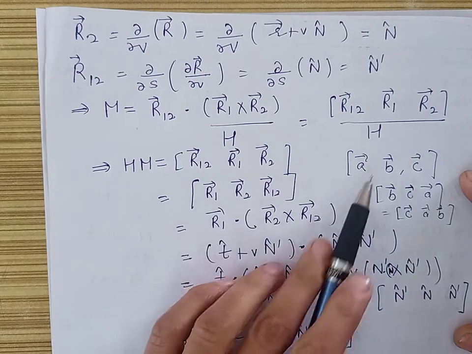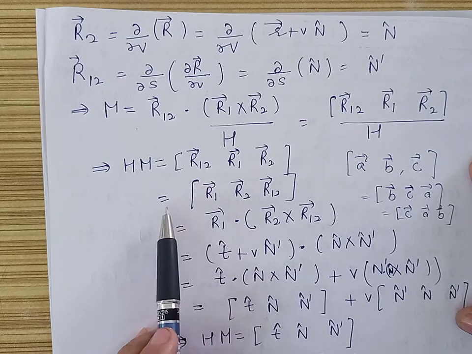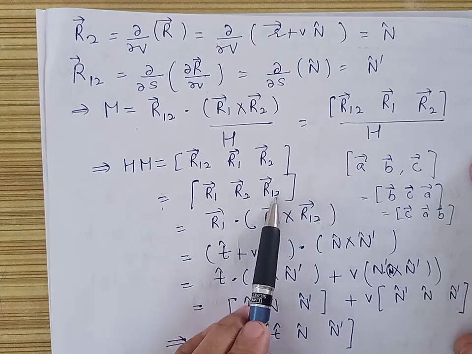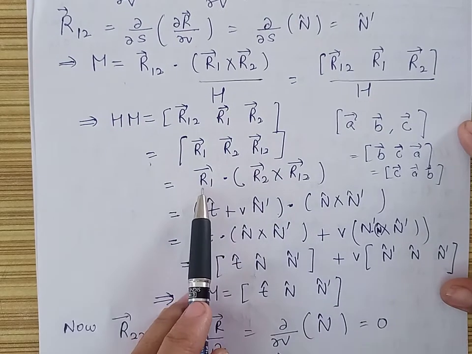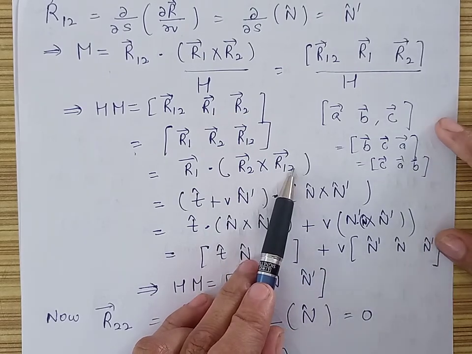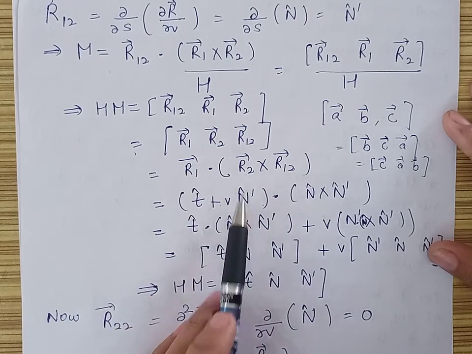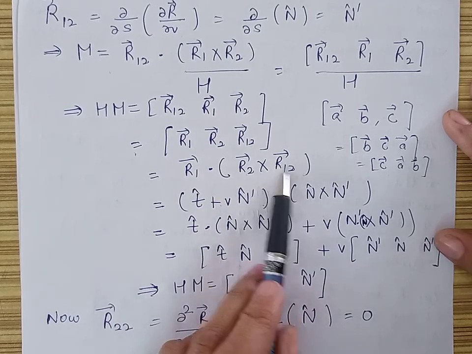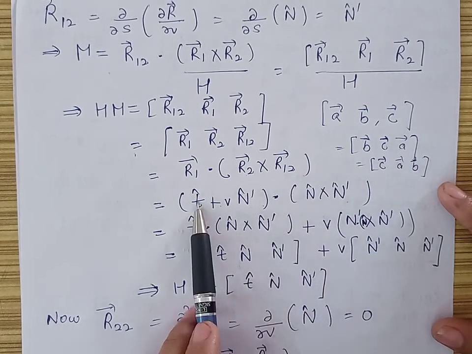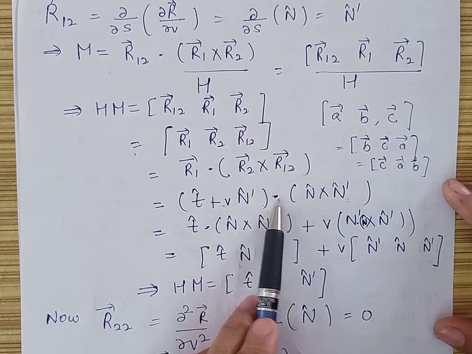So here by using this property of scalar triple product of vectors, we can write this product is equal to the scalar triple product of R1, R2 and R12. And by definition, this can be written as R1 dot R2 cross R12. Now substituting the values of R1, R2 and R12. R1 is t plus v n dash, R2 is vector n, R12 is n dash. Now simplifying this term, this is t dot n cross n dash plus v into n dash dot n cross n dash.